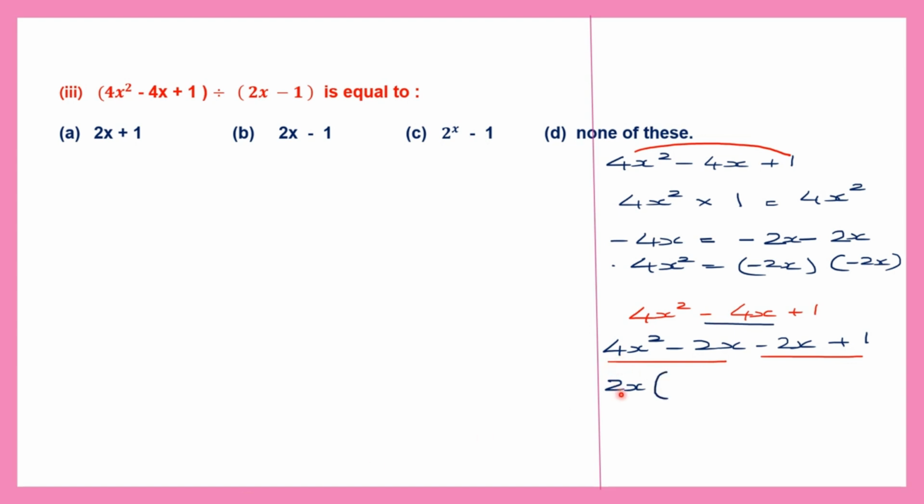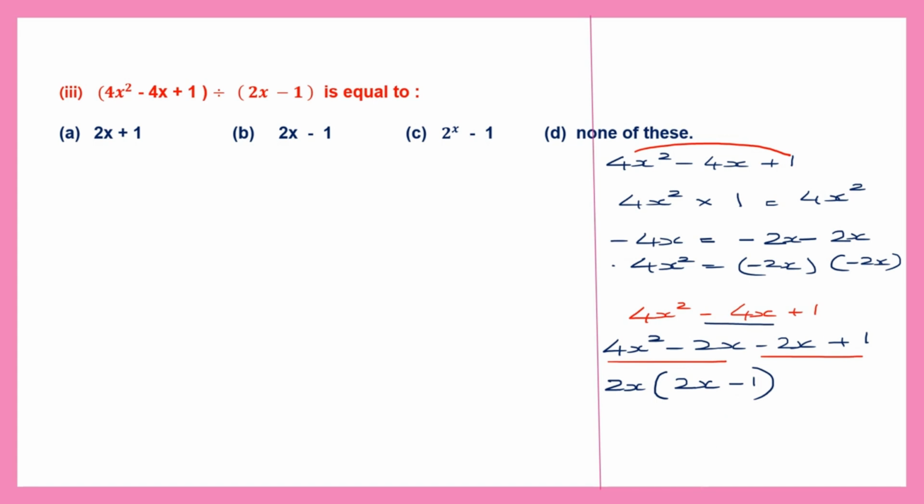So if I've removed 1 2 and 1 x, what do I have left here? 2 2's are 4. So I have 2 2's are 4 and there's 1 x left. Now here I already have 2x here. So inside I can write 1 and there is a minus sign. So I will write minus 1. That means I need to get 2x minus 1 on the other side also. So here I have 2x plus 1.